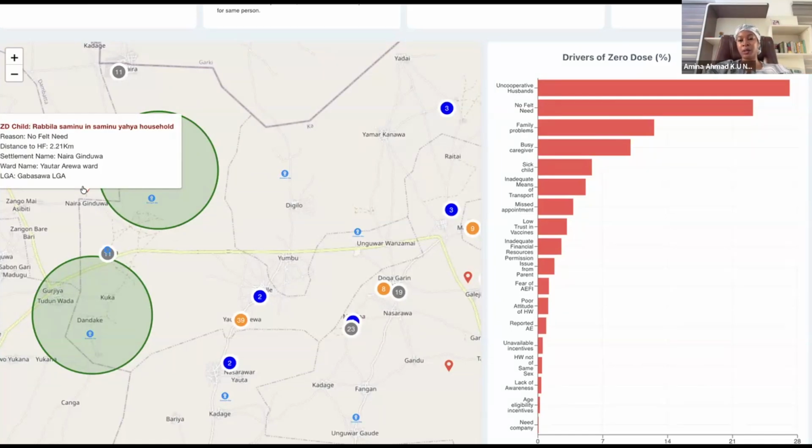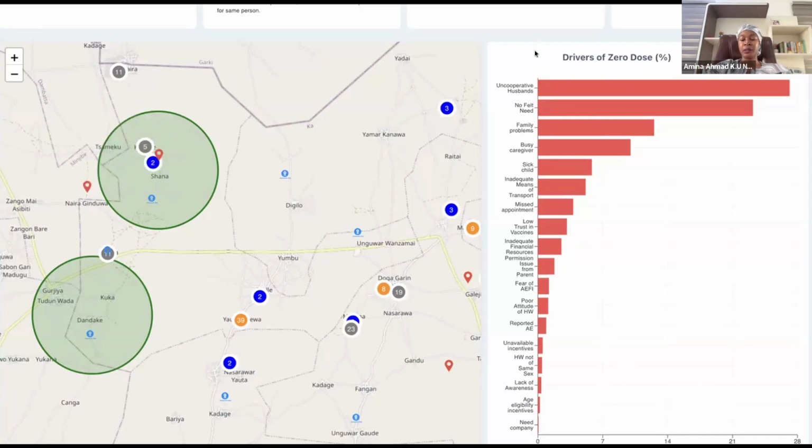These are some of the information the LGA management or the village head needs to properly target that household for a non-compliance discussion. And then I mentioned that we are tracking qualitative data as well. So what are the drivers of zero dose? Our highest so far is uncooperative husbands. We have no felt need, we have family problems, and then the system evolved. These are not static data elements, they keep evolving. As the intervention or implementation progresses, new drivers keep coming up.